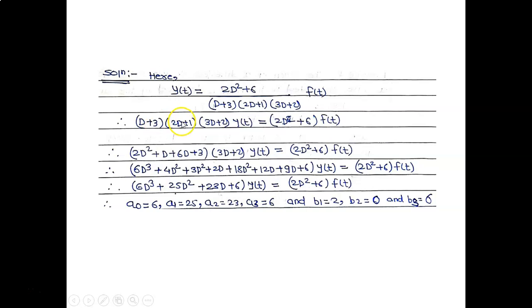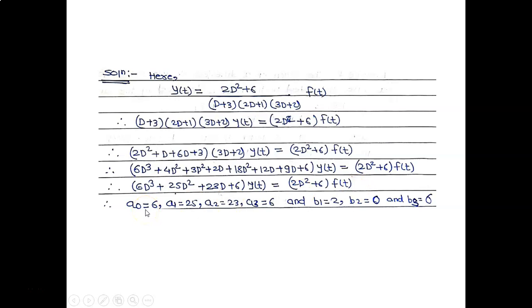Therefore, (D plus 1) into (2D plus 1) into (3D plus 2) into y of t is equal to (2D square plus 6) into f of t. Therefore, (2D square plus D plus 2D plus 1) into (3D plus 2) into y of t is equal to (2D square plus 6) into f of t. Therefore, (6D cube plus 4D square plus 3D square plus 2D plus 6D square plus 4D plus 3D plus 2) into y of t is equal to (2D square plus 6) into f of t. Therefore, (6D cube plus 25D square plus 23D plus 6) into y of t is equal to (2D square plus 6) into f of t.